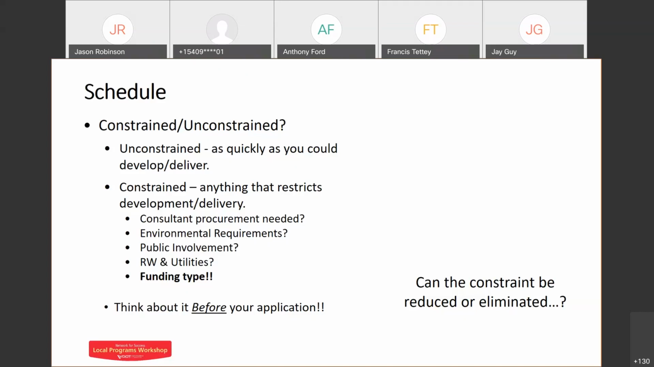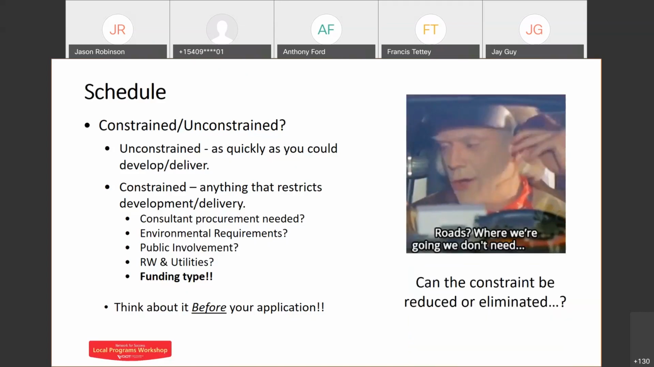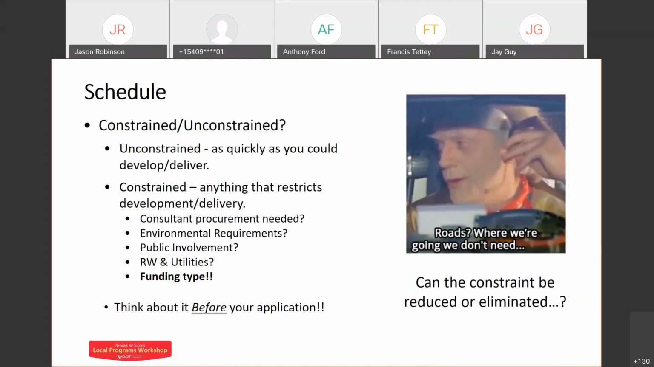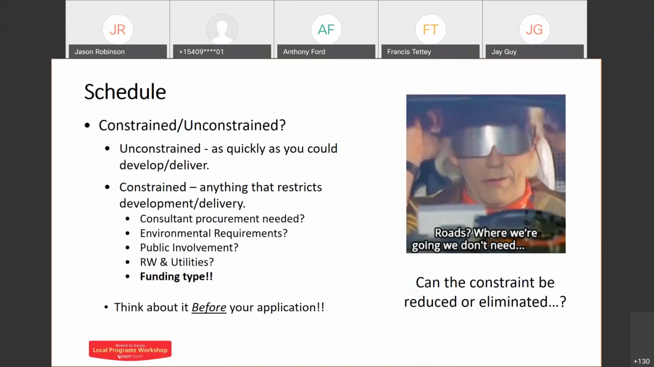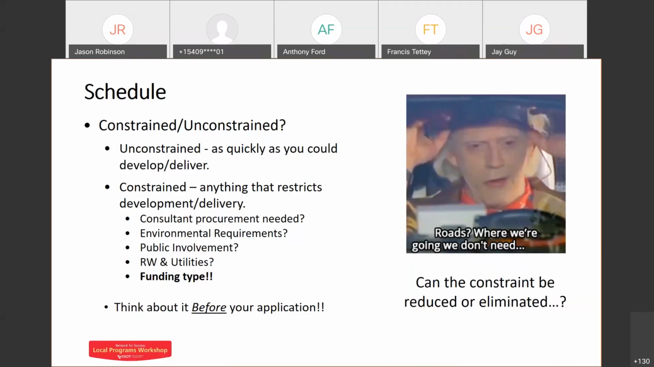And then once you've identified them, can any of those be addressed or removed or mitigated? Now, as an example, professional services. Do you have staff to develop and deliver that project, or do you need to sub that out to a consultant perhaps? Both are viable, but it takes time to procure professional services. It could take many months, potentially.